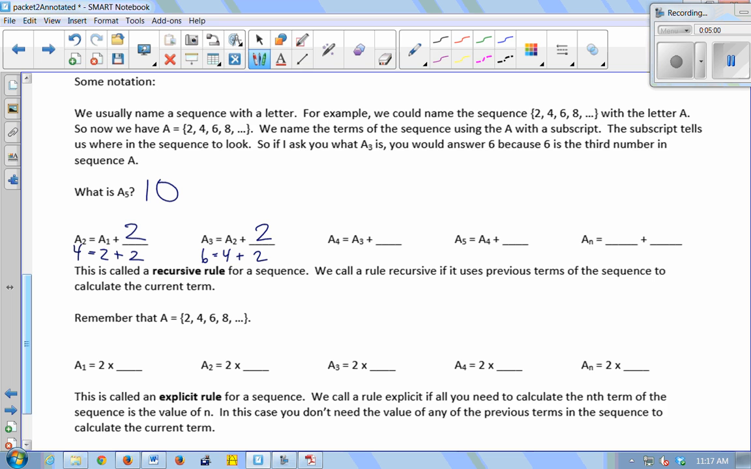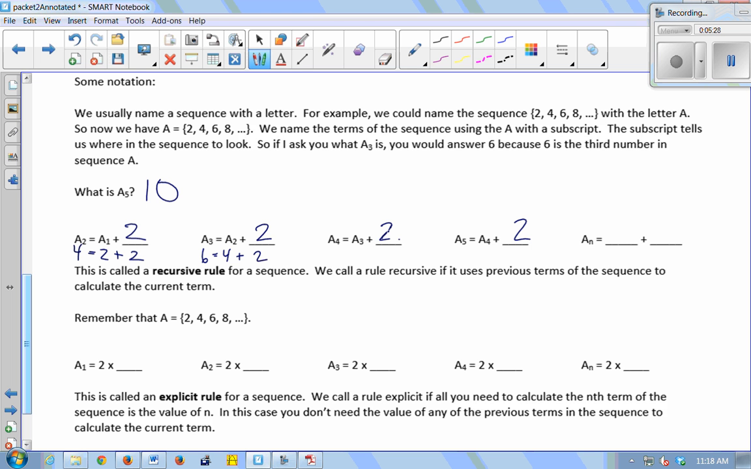A4 equals A3 plus what number? 2. And A5 is equal to A4 plus what number? 2. So any number in the list is equal to the number before it plus 2. Does that make sense? So that's what these subscripts are telling me. This says that A2 is equal to A1, right? Plus 2. And A1 is the number right before A2.